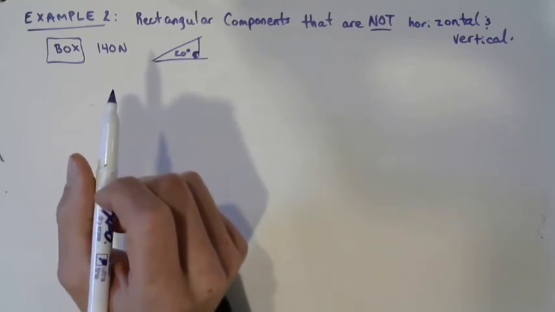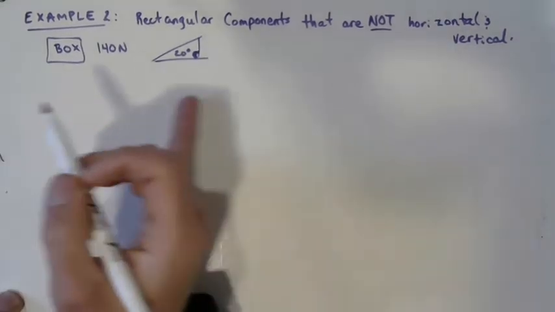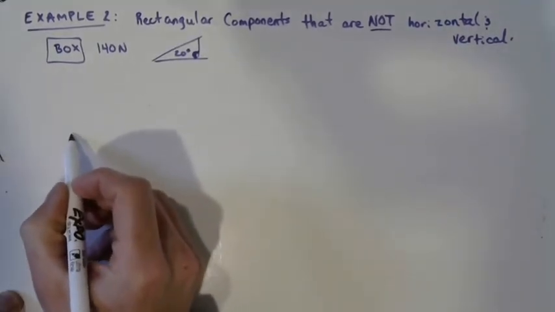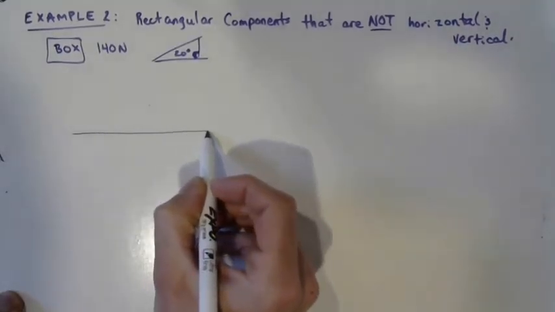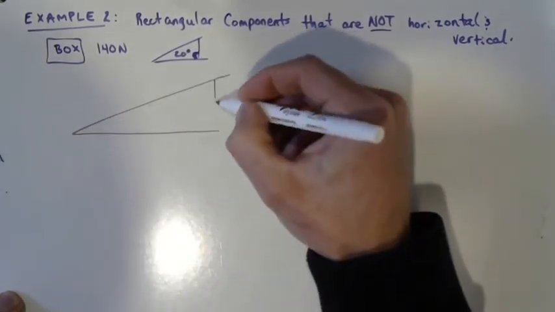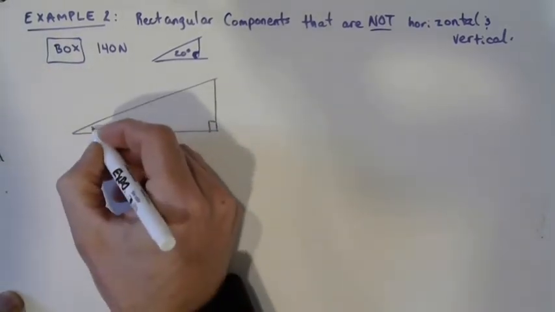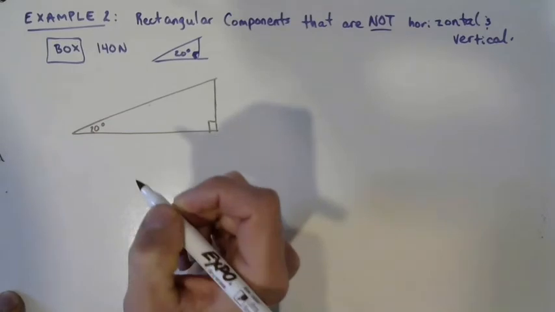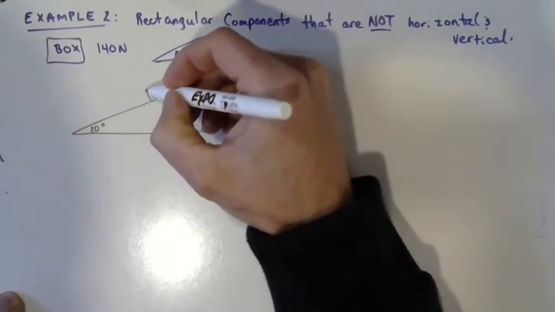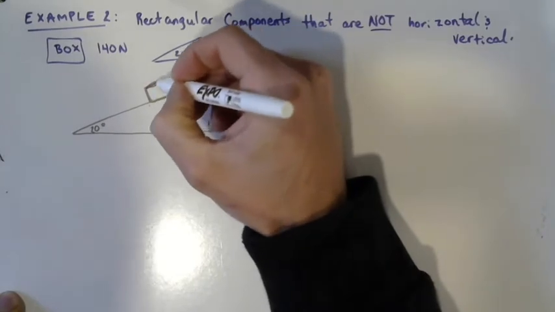Okay, so the box is being held at equilibrium by two rectangular components, two forces. I'm going to draw a diagram here. It's going to help us understand it. We're going to take this diagram and then eventually split it up into other diagrams as well. But to start, we have a ramp. We have an angle of 20 degrees here, and we have a box. And we're told that the box is at rest, okay?